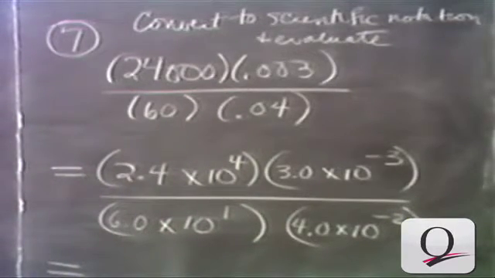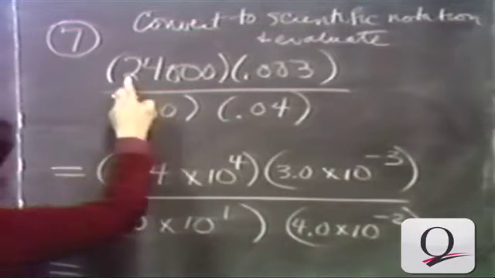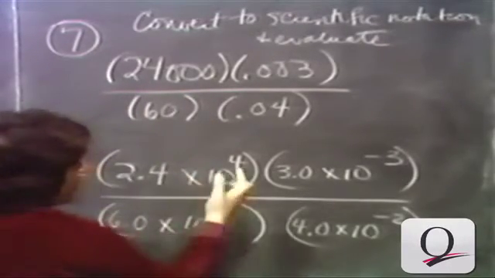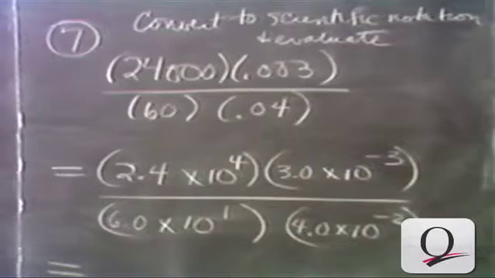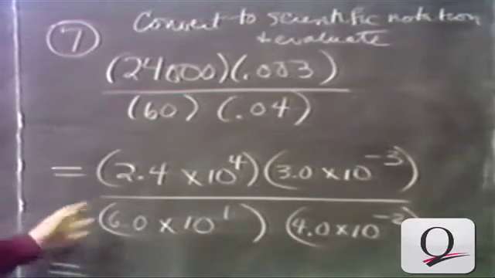By the way, this is strict scientific notation. If you want to use a modified scientific notation, for example, to write 24,000 as 24 times 10 cubed, in fact, in this problem, that would work out a little simpler. Okay, so it's okay to do that.